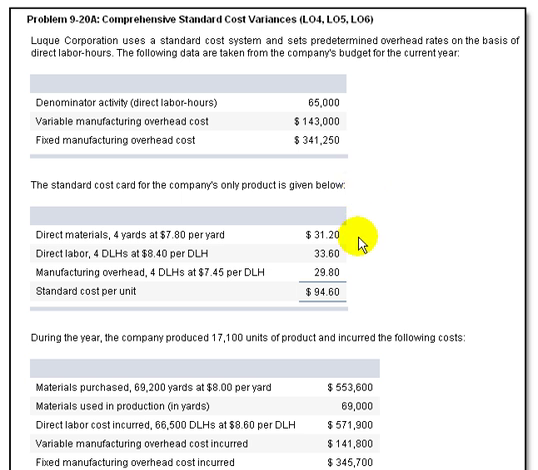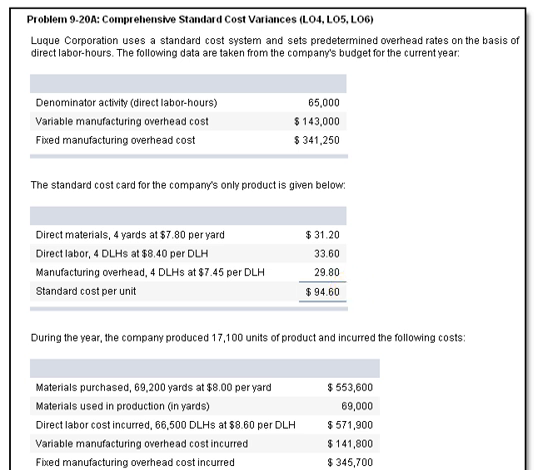given below. So we've got direct materials at $31.20, and that's 4 yards at $7.80 per yard. Direct labor takes 4 direct labor hours at $8.40 per direct labor hour. That comes out to be $33.60 per unit, right? Manufacturing overhead, 4 direct labor hours at $7.45 per DLH. That comes out to $29.80. And when we add the direct material, the direct labor, and the manufacturing overhead together, we come up with a standard cost per unit of $94.60.